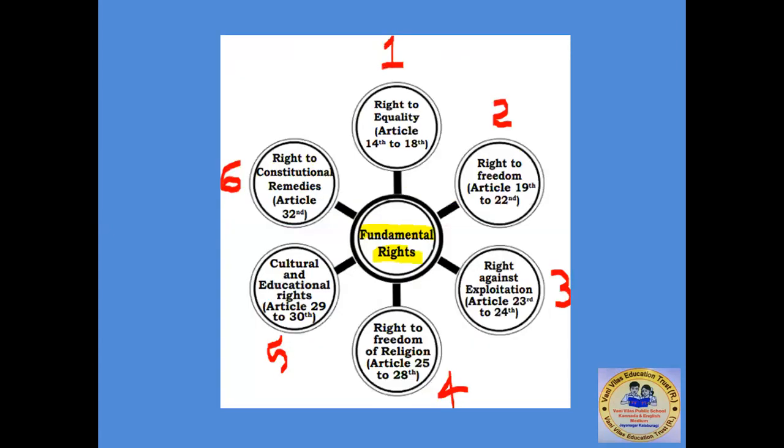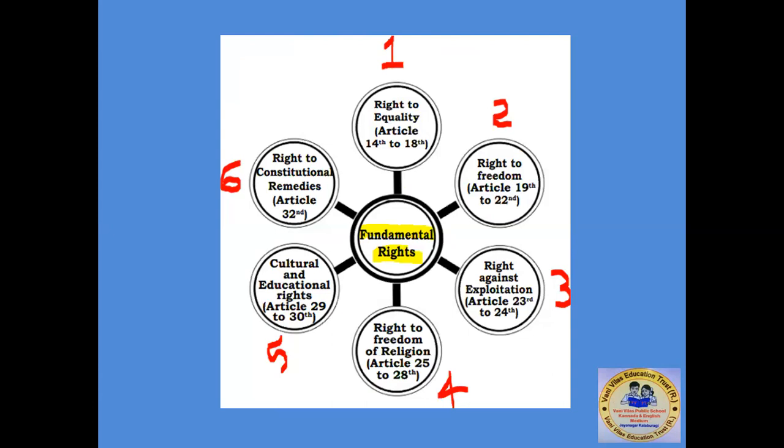So these are the six fundamental rights which we will be discussing. Number one is right to equality. These are mentioned in the Indian Constitution from Article 14 to Article 18. Second one is right to freedom. These are mentioned from Article 19 to Article 22. Third right is right against exploitation. This is from Article 23 to 24.